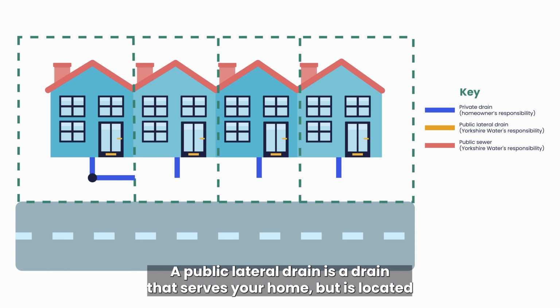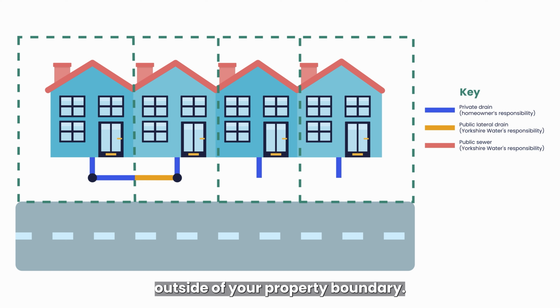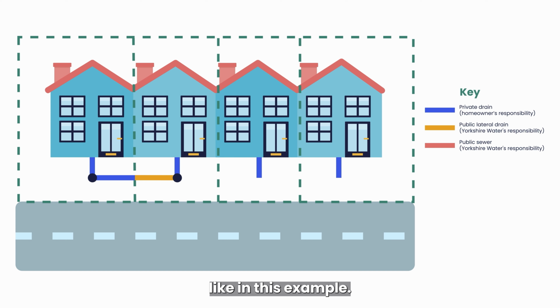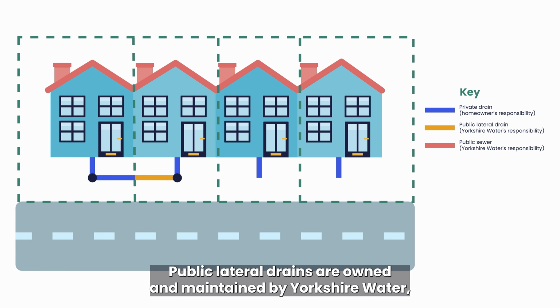A public lateral drain is a drain that serves your home but is located outside of your property boundary. It might be in the public road, or it may cross through your neighbour's land, like in this example. Public lateral drains are owned and maintained by Yorkshire Water, so there are restrictions on what building work you can do over or near them.